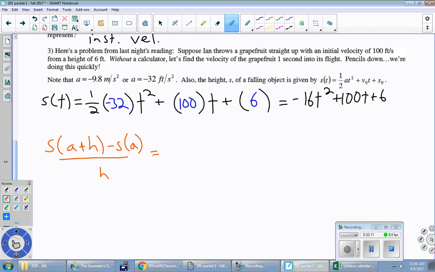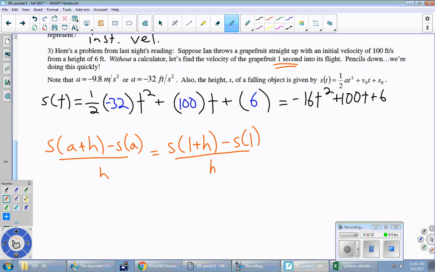Okay, how much is the a that we care about? That's the moment in time. 1 second, it is right here. 1 second into the flight. So those are my a's. s of 1 plus h. h is just staying. Minus s of 1. Same 1 in both. h is the same on the bottom.